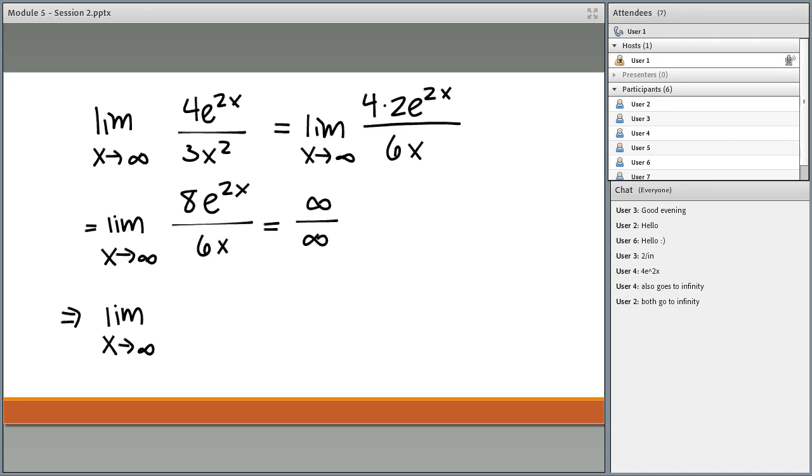So if I apply this again, in the numerator I get another factor of 2, so I get 16e to the 2x over 6. So now the numerator goes to infinity, but the denominator goes to 6, or stays at 6. So what is an infinitely large number divided by 6?